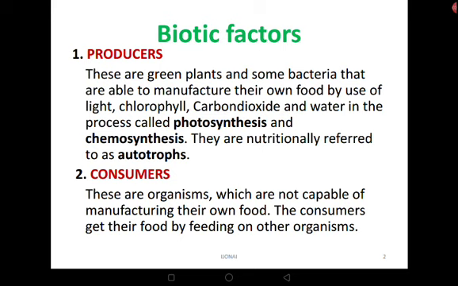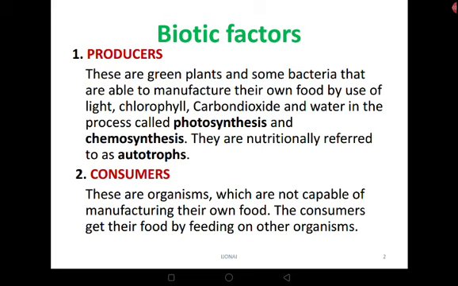So we want to look at the consumers. What are the consumers? These are the organisms which are not capable of manufacturing their own food. So from the word to consume, it means you get food from others. You do not make it yourself. So the consumers get their food by feeding on other organisms. They feed on other organisms or they feed on tissues of other organisms.